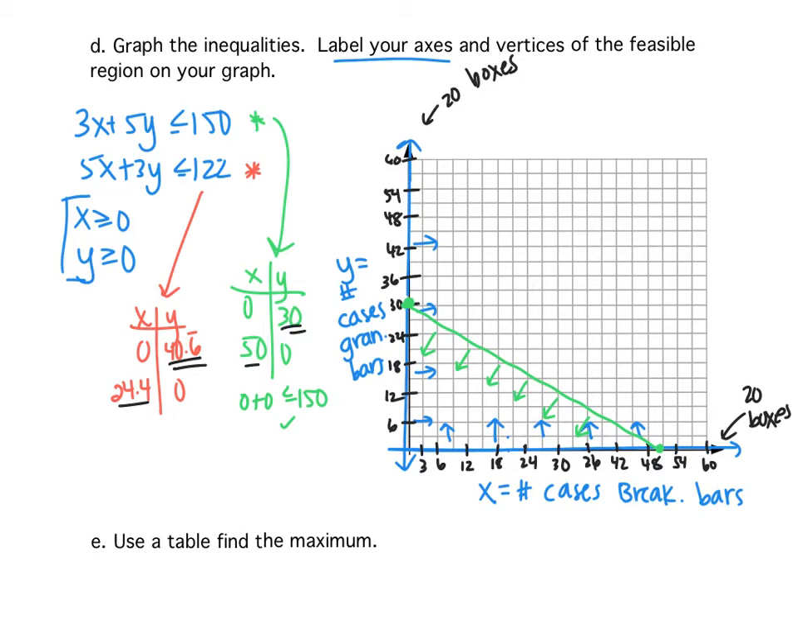For the red one, I have 0 and then 40.6. So I have 36, here's 39, so 40.6 is right above that. 24.4 is about here. So I have 0 plus 0 is less than or equal to 122. So again, this way towards the origin. So our final overlap where all three, the blue, the red, and the green, overlap is right here.